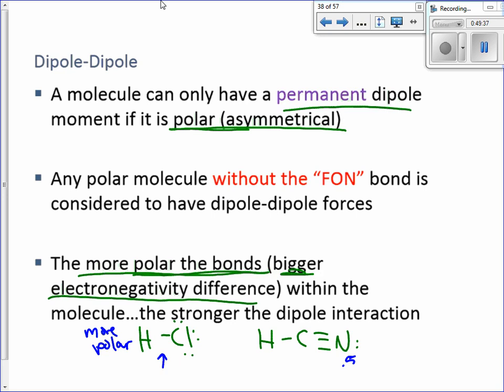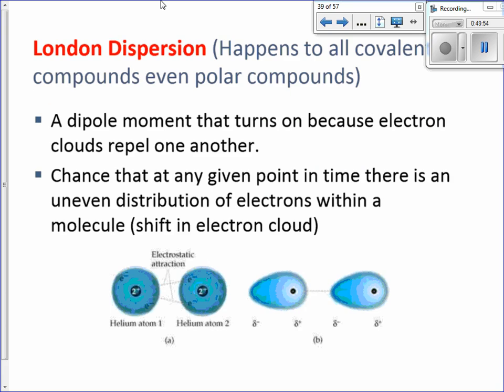Remember the electron clouds, when they come near each other, they repel each other and they form temporary dipoles. They can be called induced dipoles. They can be called instantaneous dipoles. But the idea is that they're not permanent. They don't last forever. So the important thing to know about London dispersion, everything has London dispersion, but the amount of the electrons matter.